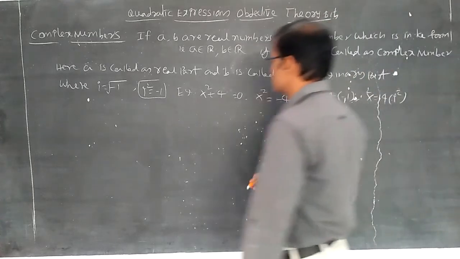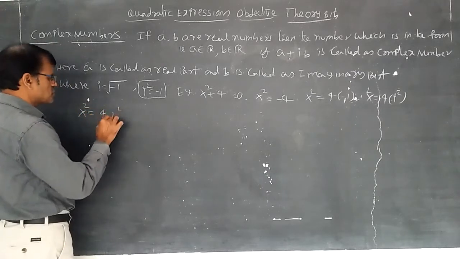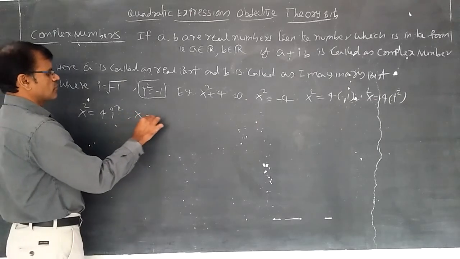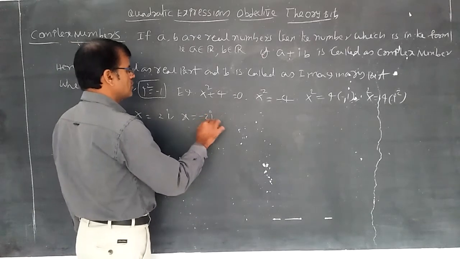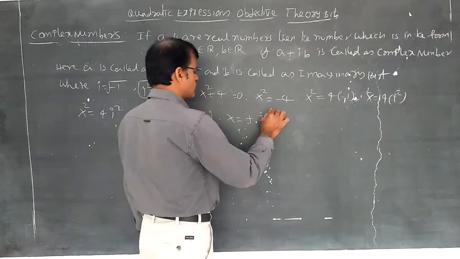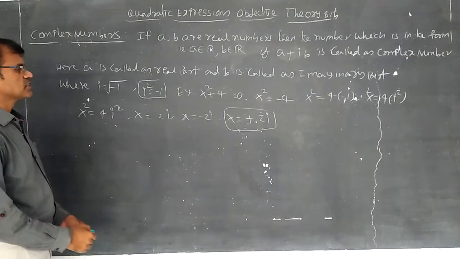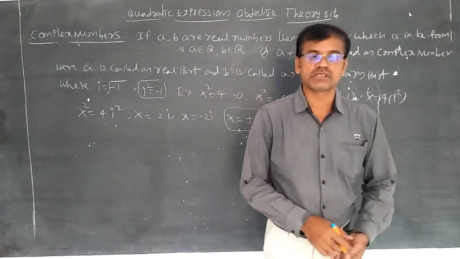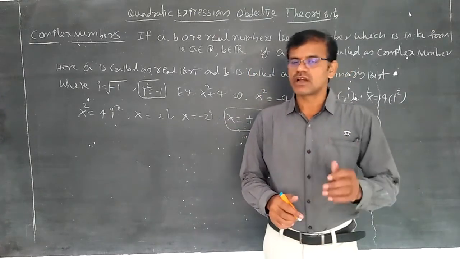i means it is nothing but imagination. So x square is equal to 4 i square, and x is equal to 2i or x is equal to minus 2i, so x is equal to plus or minus 2i. Hereafter we should understand that i square is equal to minus 1 and i is imaginary. For negative numbers also a square root is there, but it is not real; it is called imaginary.